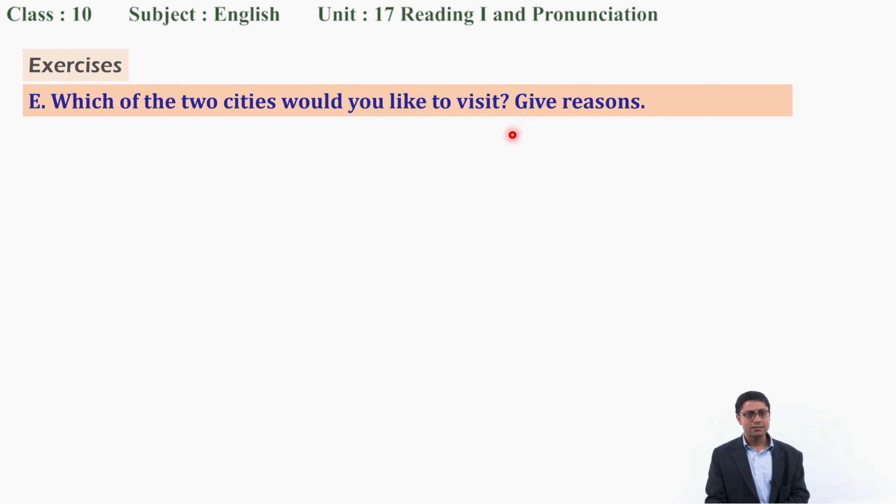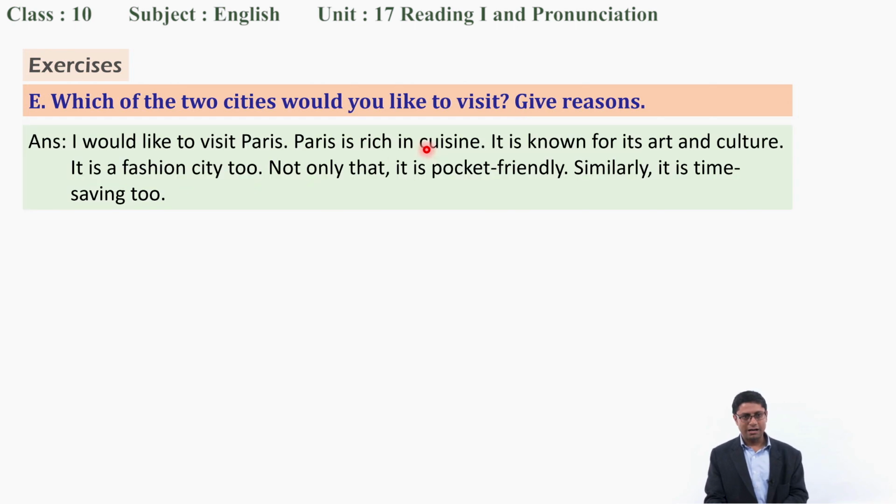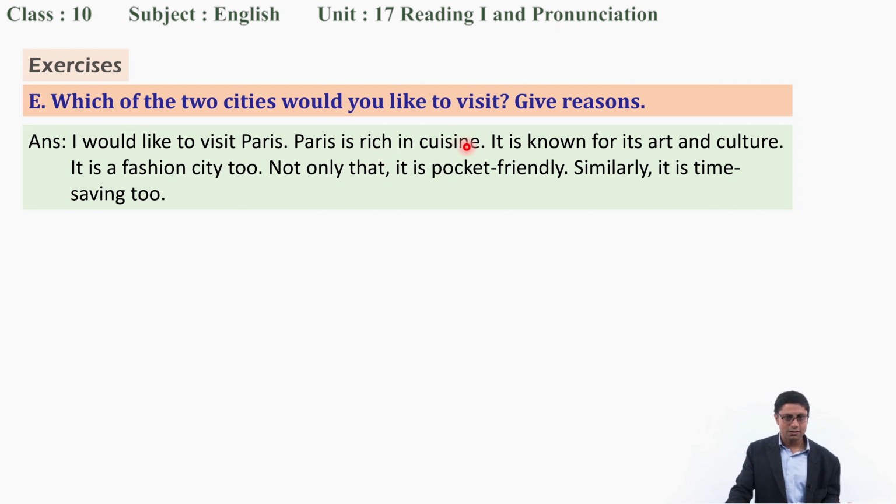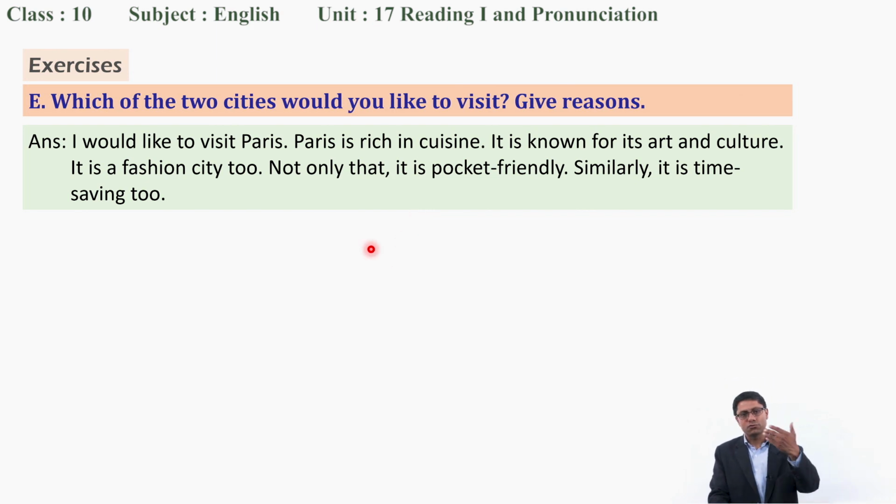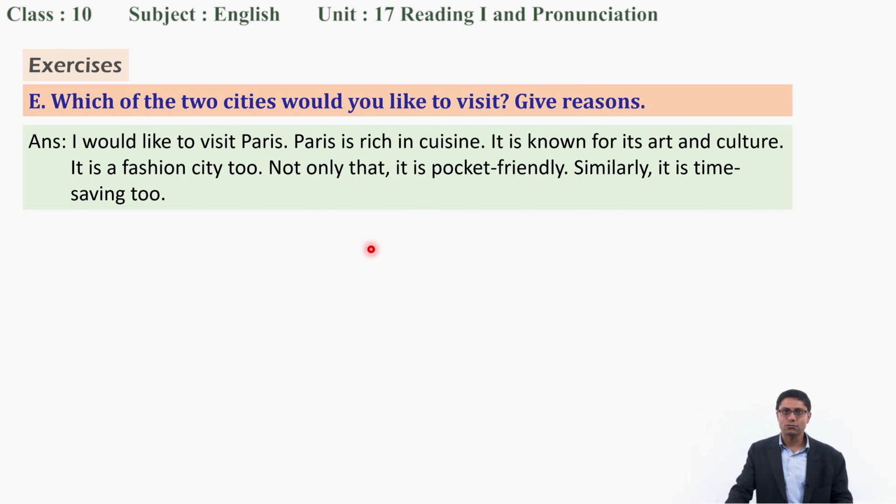So let's look at my opinion. I would like to visit Paris because Paris is rich in cuisine. It is known for its art and culture. Not only that, it is a fashion city too. Not only that, it is pocket friendly. Similarly, it is time saving too, because we can visit within 3 to 4 days. Okay, this is my opinion. You can put your own opinion, because we have already discussed that it depends on your values. It depends on your priorities.